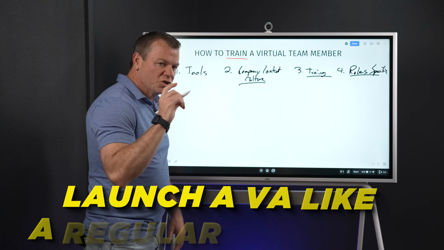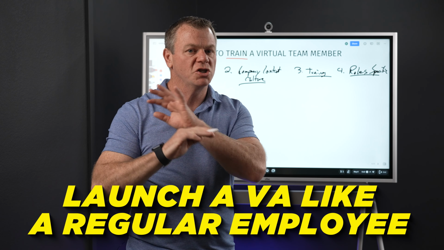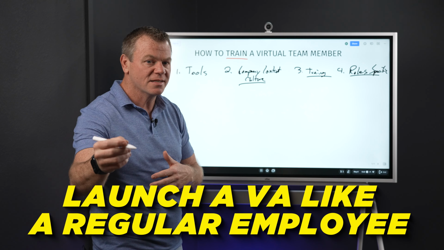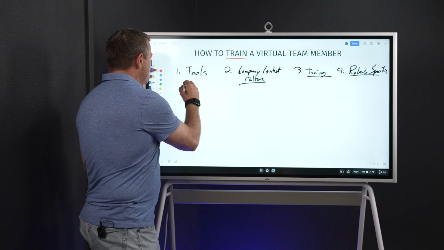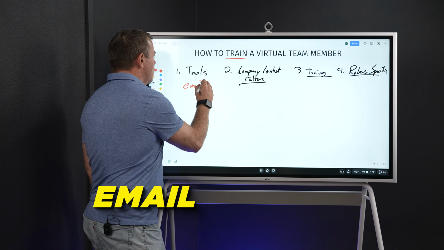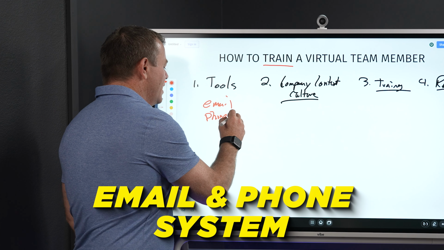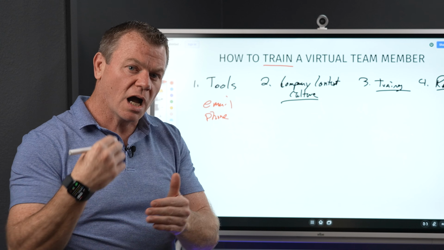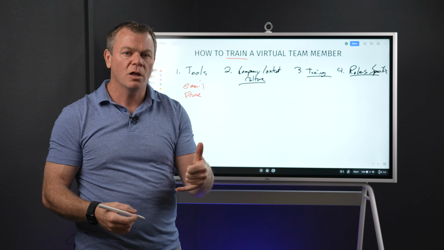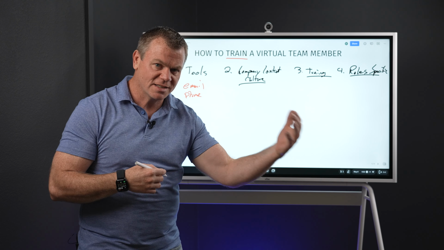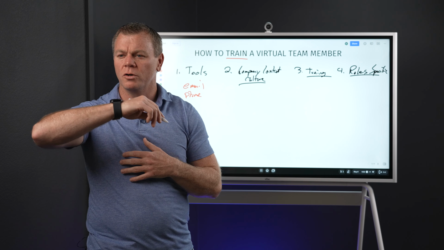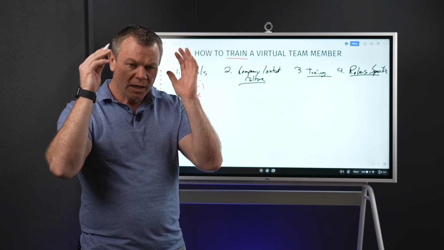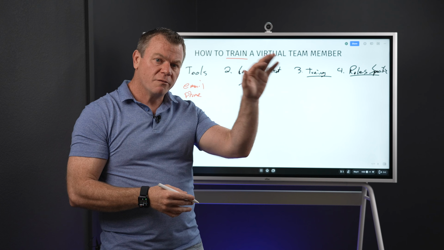Number 1, I want you to launch a virtual team member just like you would any other employee inside your business. So what that means is give them an email, give them a phone system. You know, it's the funny thing about the phone is you really want to have a company phone line. So when they're calling, it says I'm calling from MyOutDesk and not some third-party burner phone or some cheap Gmail thing. Launch them with your VoIP phone system.